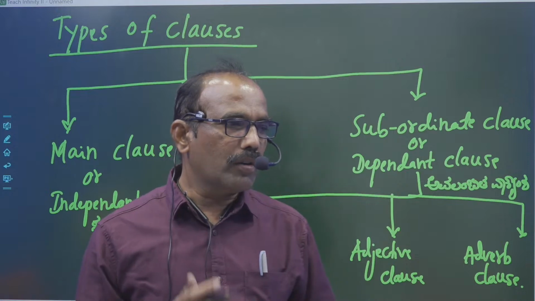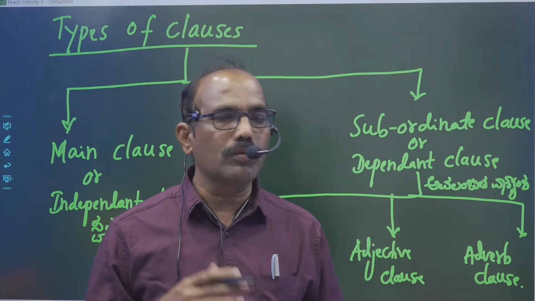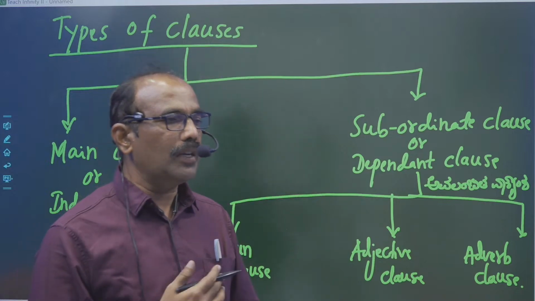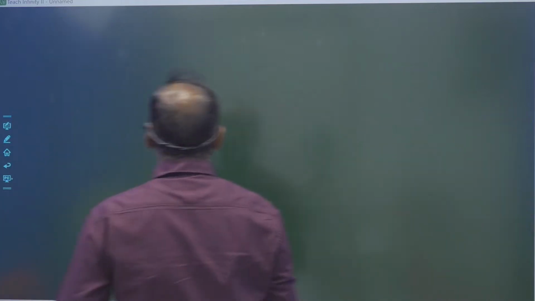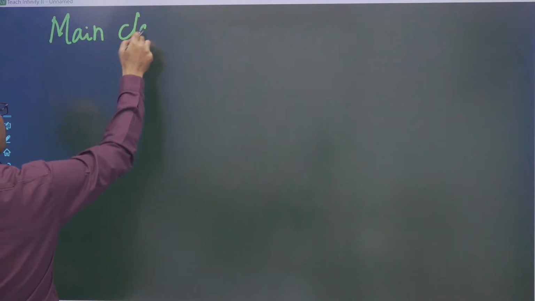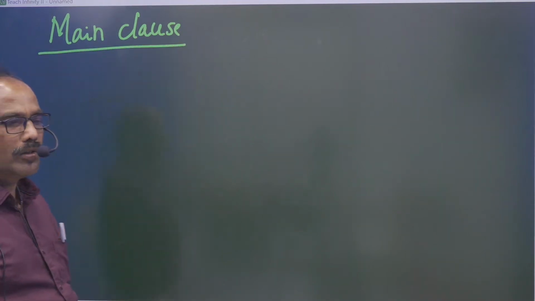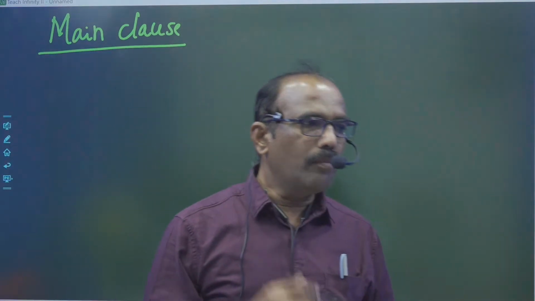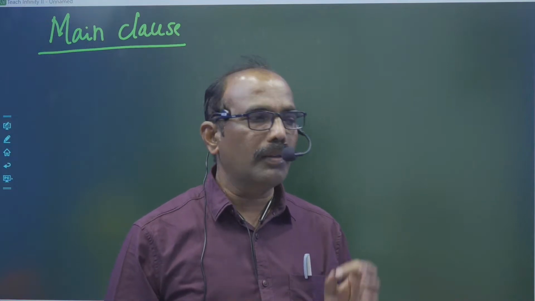So before going to get the idea about what is noun clause, what is adjective clause, and what is adverb clause, first of all you have to understand what is main clause and what is subordinate clause. Main clause ಅಂದ್ರೆ ಸ್ವತಂತ್ರ ವಾಕ್ಯಾಂಶ ಅಂತ ನಾವು ಕರಿತೀವಿ. Main clause means the clause which gives the complete meaning on its own. ತನ್ನ ಬಲದ ಮೇಲೆ ಸ್ವಂತ ಅರ್ಥವನ್ನ, ಸ್ವಯಂ ಅರ್ಥವನ್ನ ಕೊಡಬಲ್ಲಂತಹ ವಾಕ್ಯಾಂಶ.